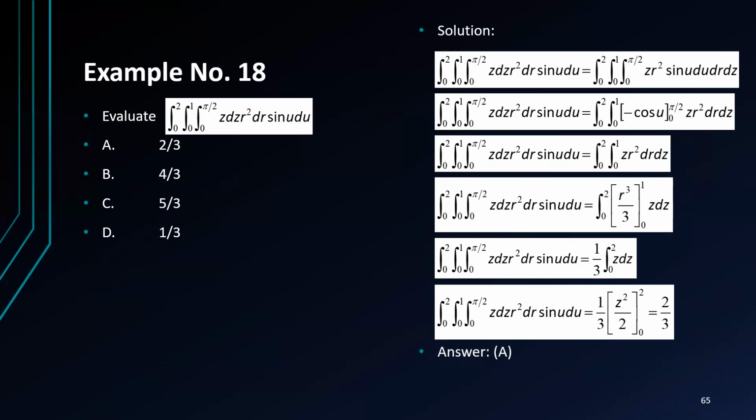Evaluate the triple integral z dz r squared times dr times sine theta d theta. The limits are, of course, theta from 0 to pi over 2, then 0 to 1, then 0 to 2.